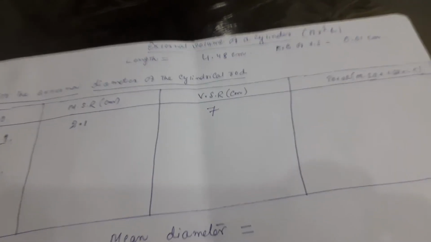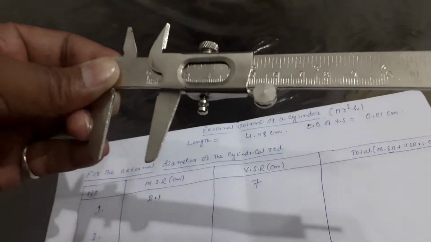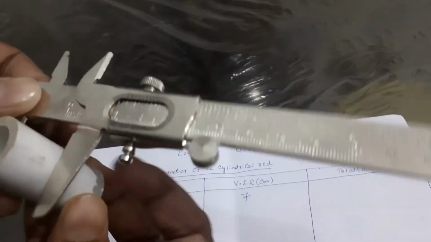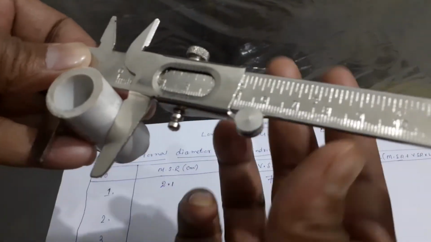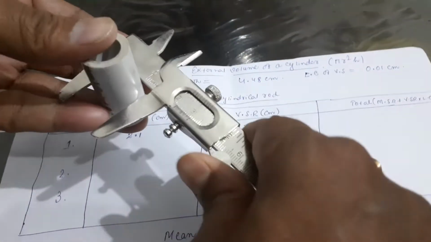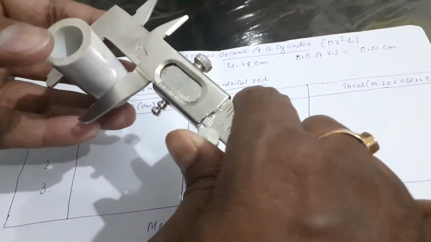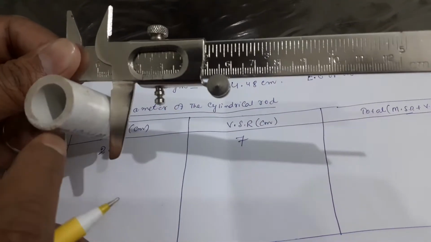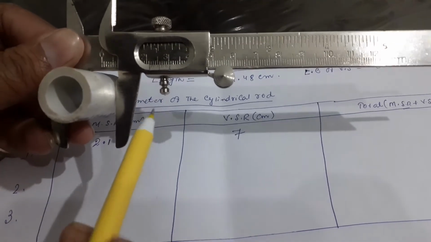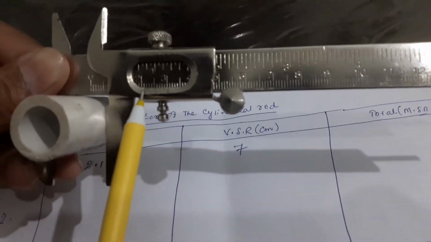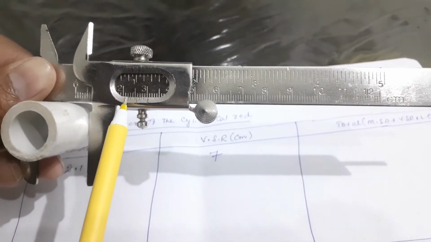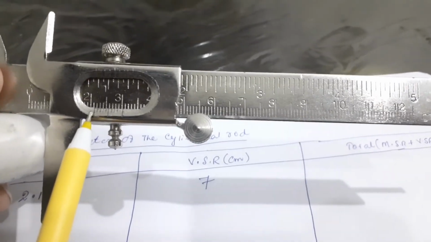Next we will just take it out from here, and then again we will put this one in this way, and we will fix it. Different positions we are actually watching here. If you see that one, again the main scale reading is in between 2.1 and 2.2. It is exceeding 2.1 but is not touching 2.2. So you have to write down 2.1.